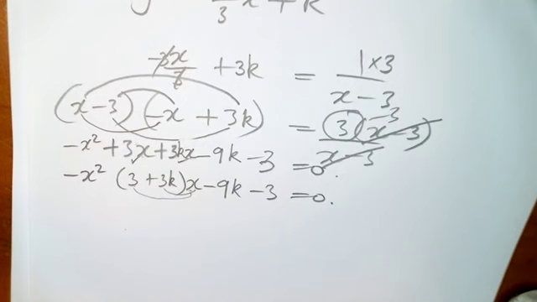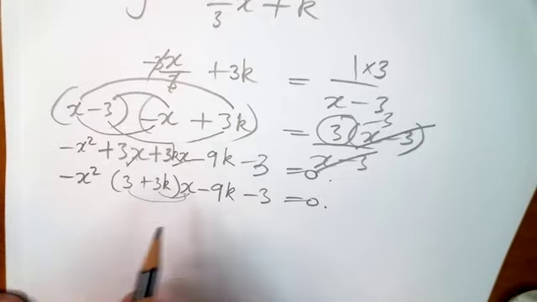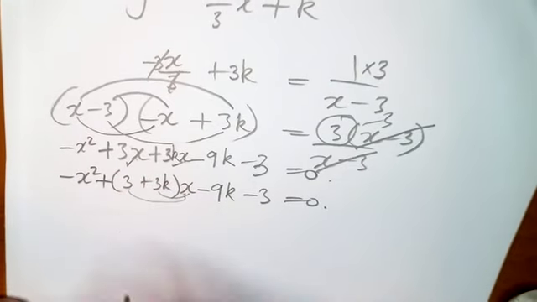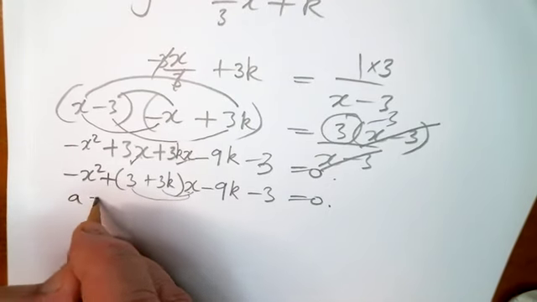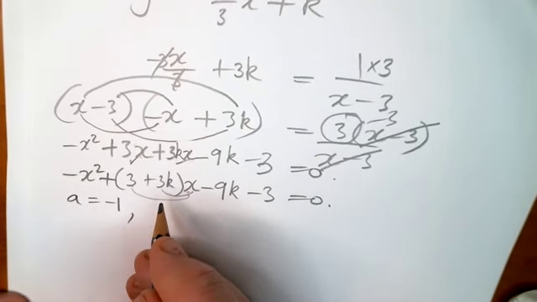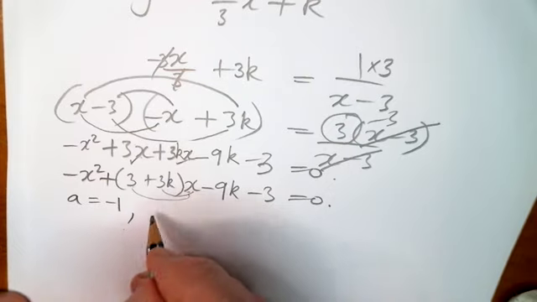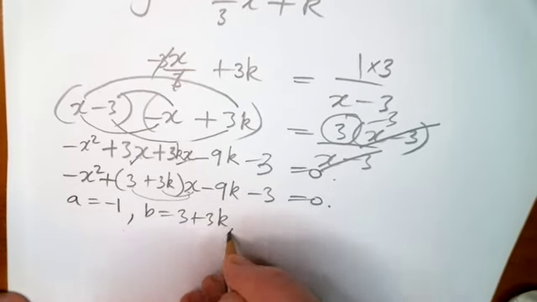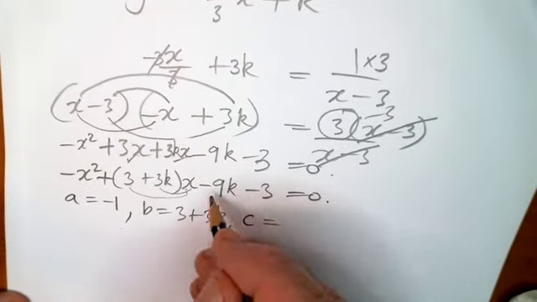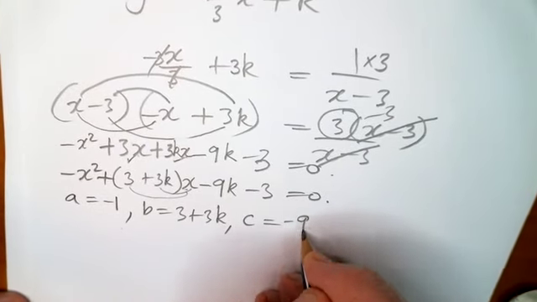I've got a lot of minuses in there. I could just multiply everything by negative 1, but I'm going to avoid that and just leave it the way it is. I think it's going to work perfectly fine. But let's identify a few things now. The a value is going to be negative 1. The b value is going to be the coefficient of x here, which is 3 plus 3k. And the c value is going to be everything else, minus 9k minus 3.